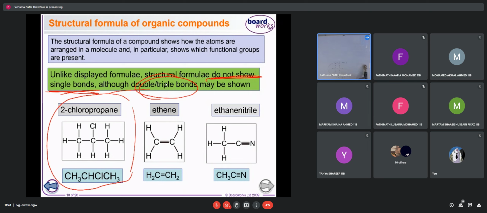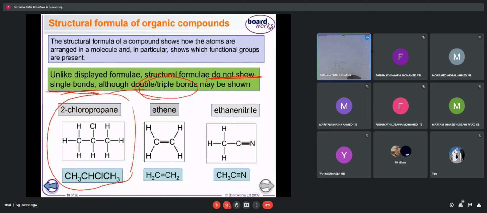Carbon, carbon here, hydrogen. This is the displayed formula. You need to show all the bonds. Hydrogen, hydrogen, hydrogen, hydrogen, here chlorine, and here hydrogen. Right. This is the displayed formula.